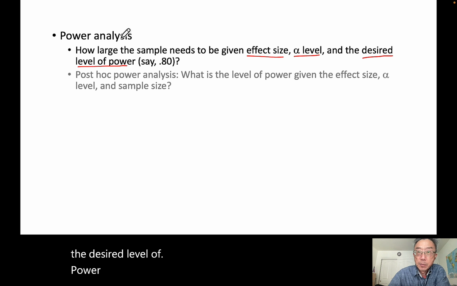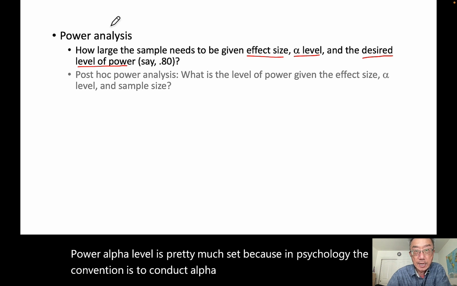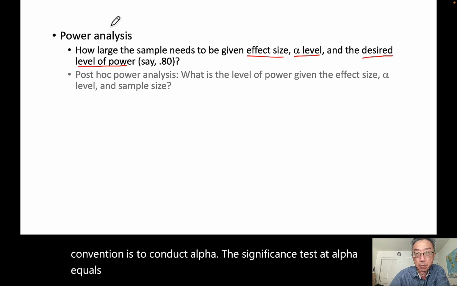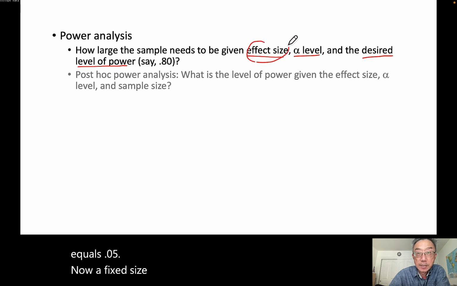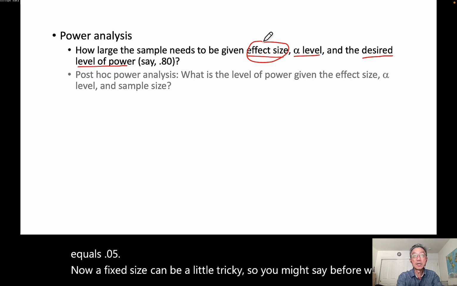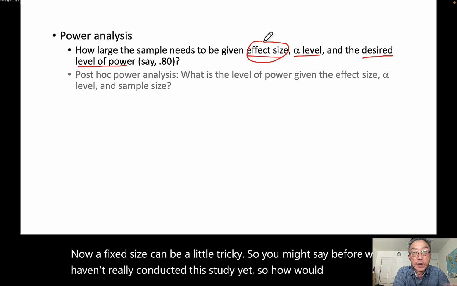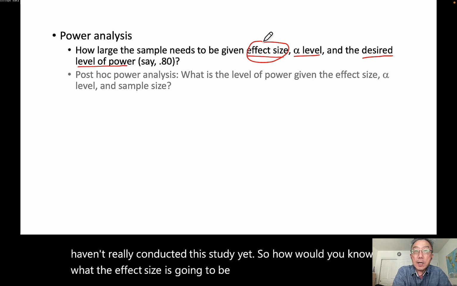Alpha level is pretty much set because in psychology, the convention is to conduct the significance test at alpha equals 0.05. Now, effect size can be a little tricky. You might say, well, we haven't really conducted this study yet, so how would you know what the effect size is going to be? Well, we have to take a guess.